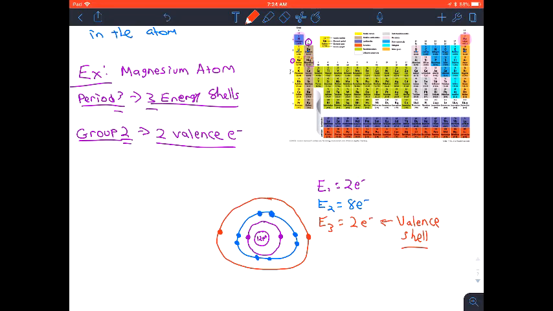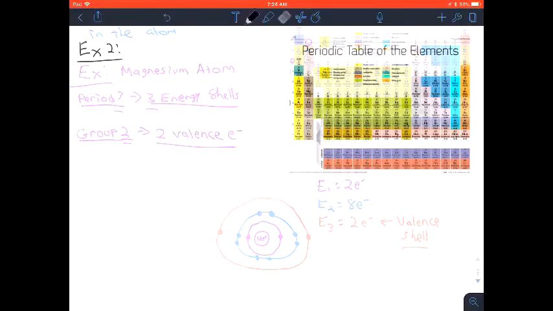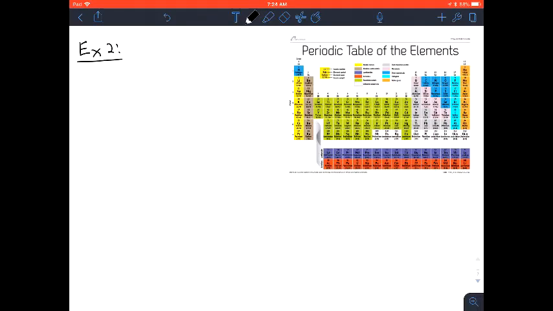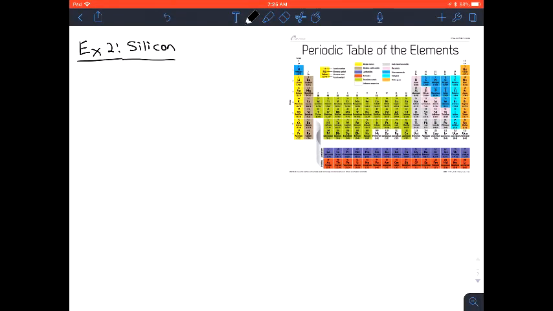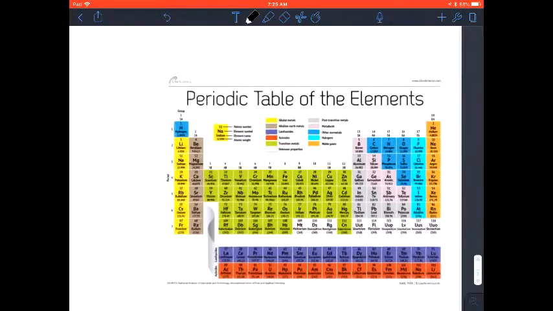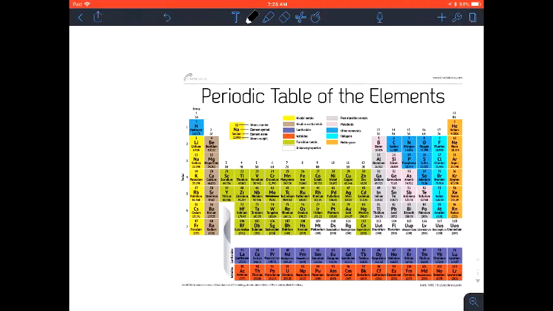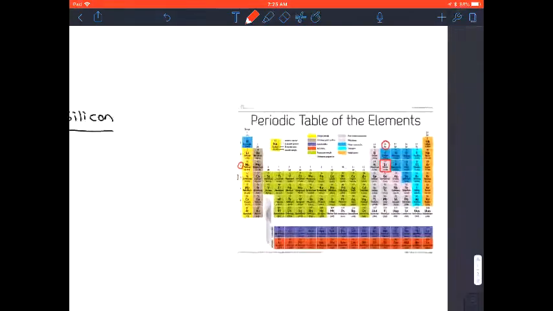Okay. So let's take a look at another example. Let's do silicon. So let's find silicon on the periodic table. All right, so silicon just so happens to be in the third energy shell as well, this time in group 4. So I'll put a box around silicon here. Okay, so we know that silicon is going to need 3 energy shells. This time it's going to have 4 valence electrons in the outer shell.